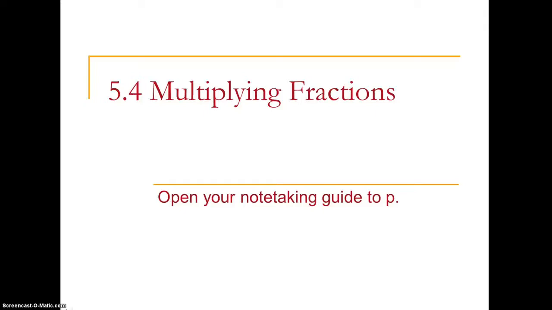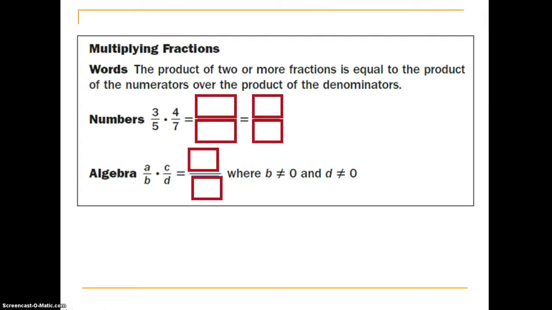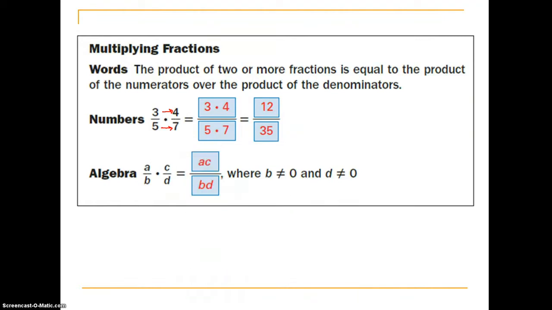Lesson 5.4, Multiplying Fractions. The product of two or more fractions is equal to the product of the numerators over the product of the denominators. So essentially what you're doing is 3 times 4 and 5 times 7. Multiply the numerators together, multiply the denominators together. You have 12 over 35. The algebra just tells you it works with any number as long as the denominators are not 0.